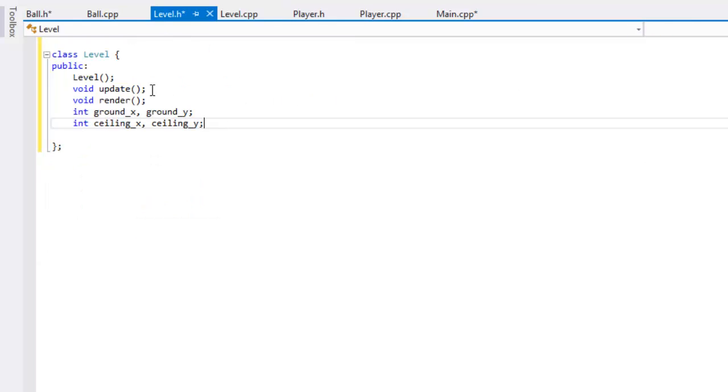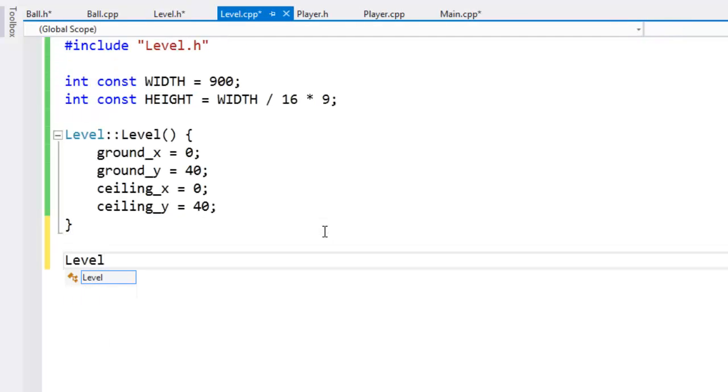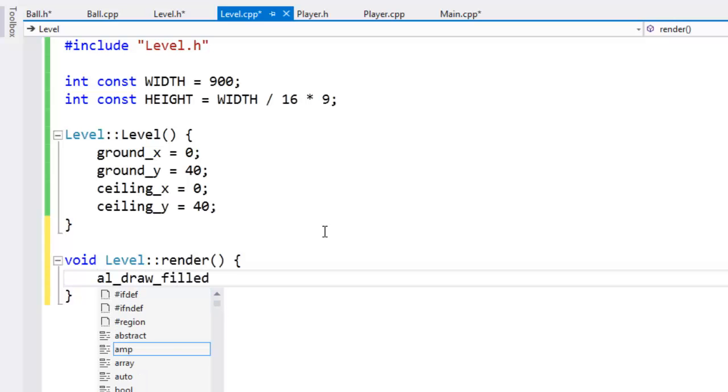Did I make an update level for this? I don't need an update level for a level. Silly. Oh, whoops, what am I doing? Sorry. We do need a render one. This is just literally rendering 2 squares that are white. That's all it's doing. So, we're going to draw 2 filled rectangles.